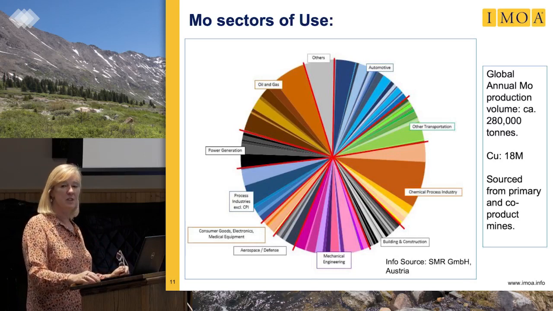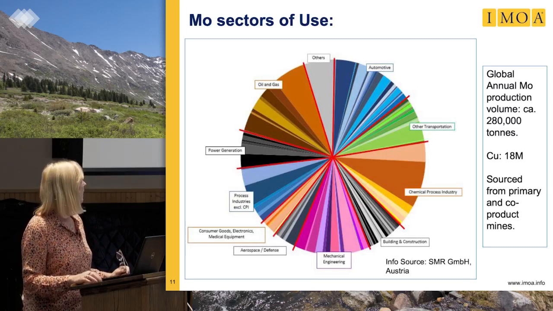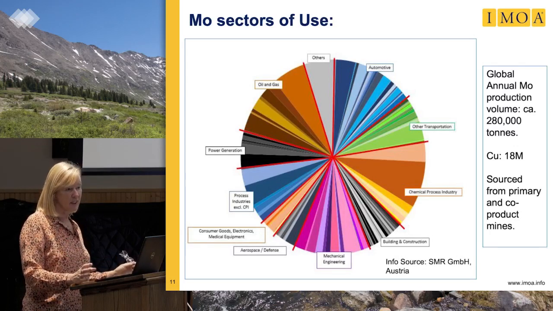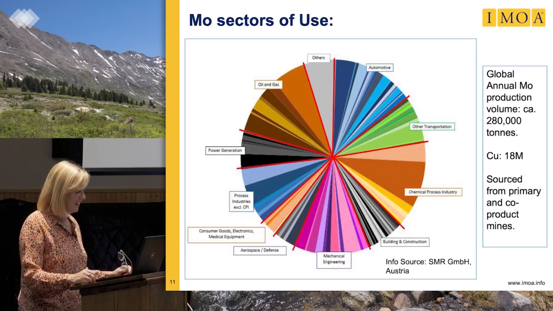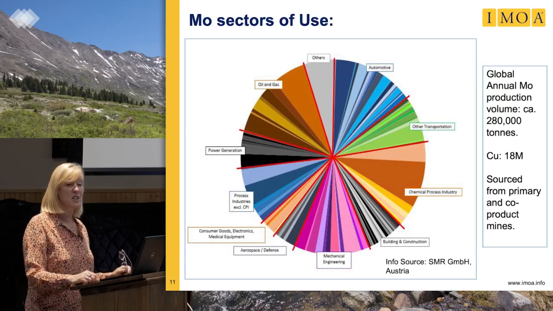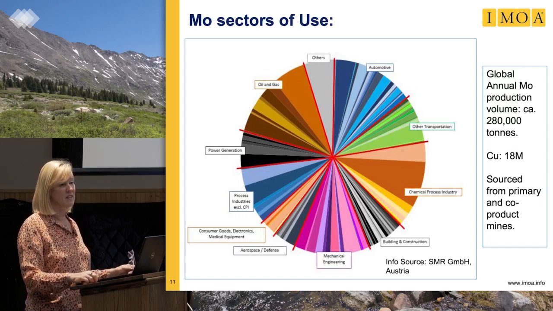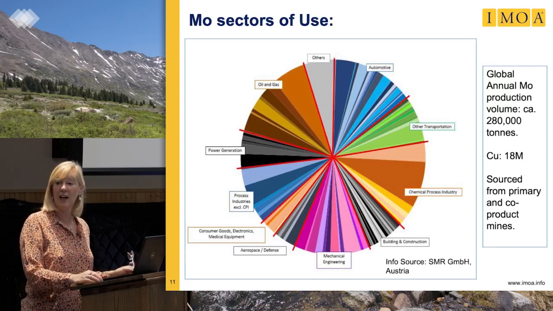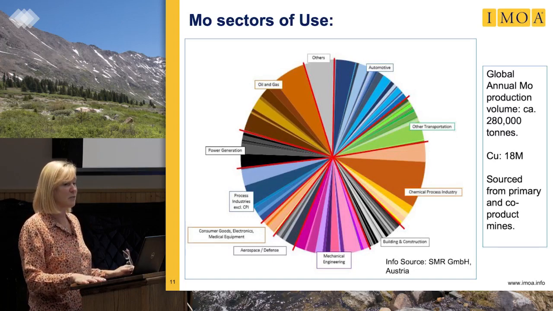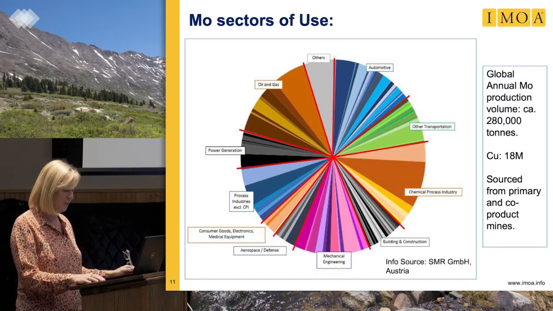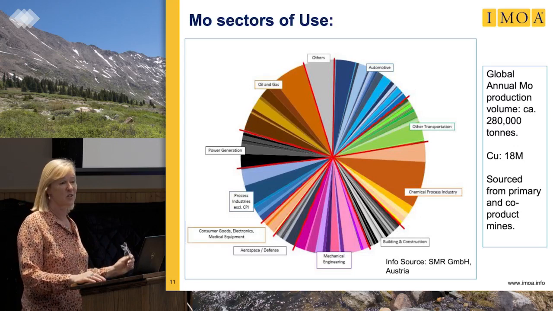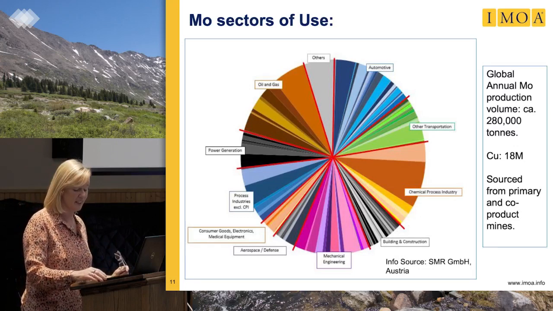And so if we're looking at the production of moly, it's about 280,000 tons globally. And just to put that in context, if another big product is copper, well, that's 18 million tons globally. So we're very niche. We're actually called a noble alloy. So that's a nice name for us, moly, the noble alloy. And it's sourced from primary and co-product mines, and of course you have your primary Climax mine here in this state.